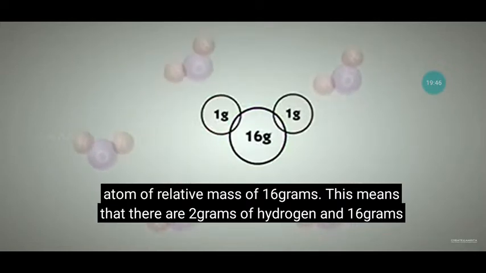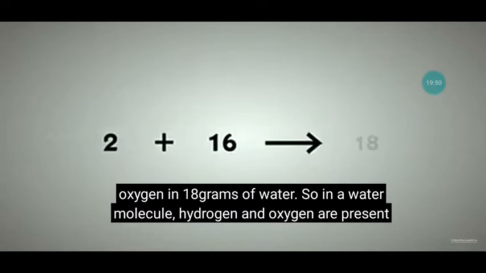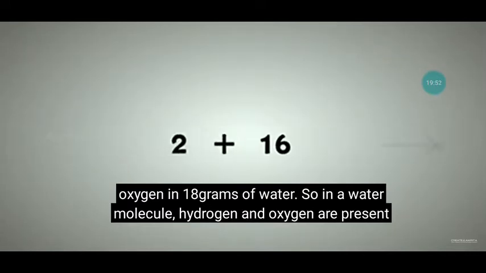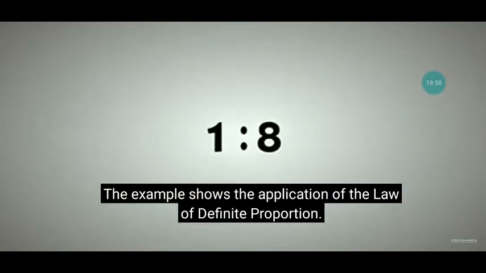This means that there are 2 grams of hydrogen and 16 grams of oxygen in 18 grams of water. So in a water molecule, hydrogen and oxygen are present in the ratio of 1:8. The example shows the application of the law of definite proportion.